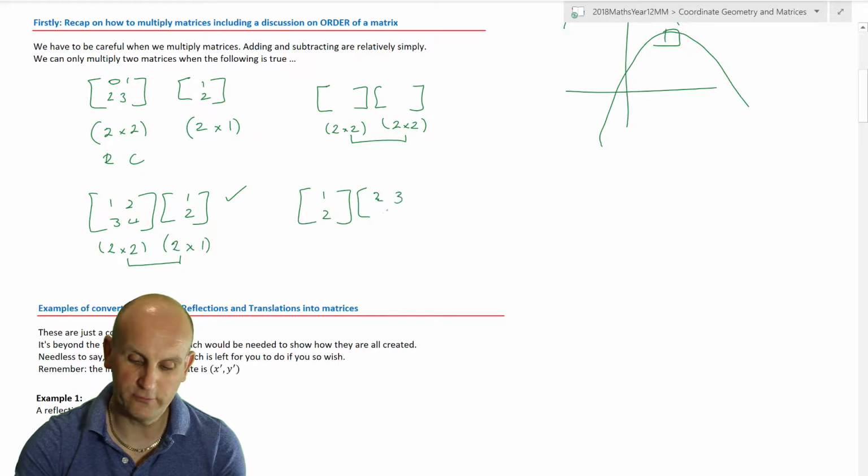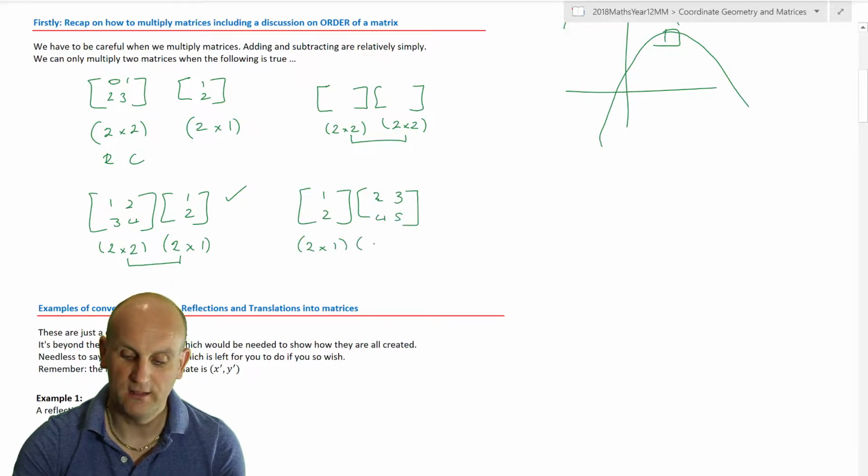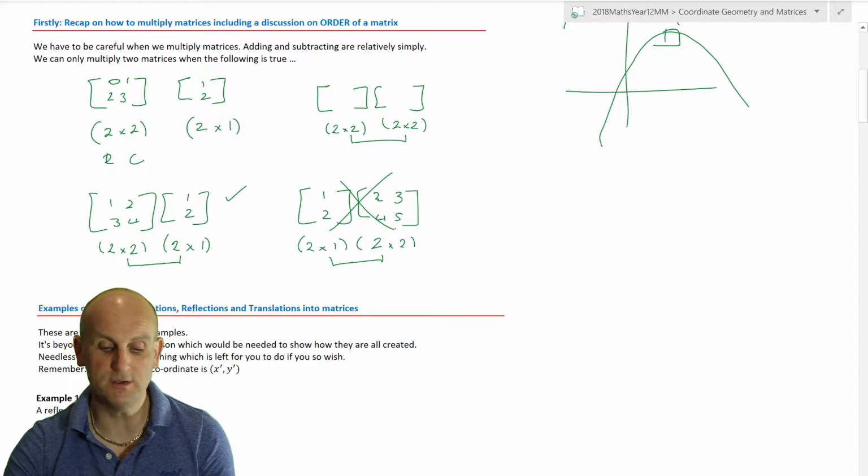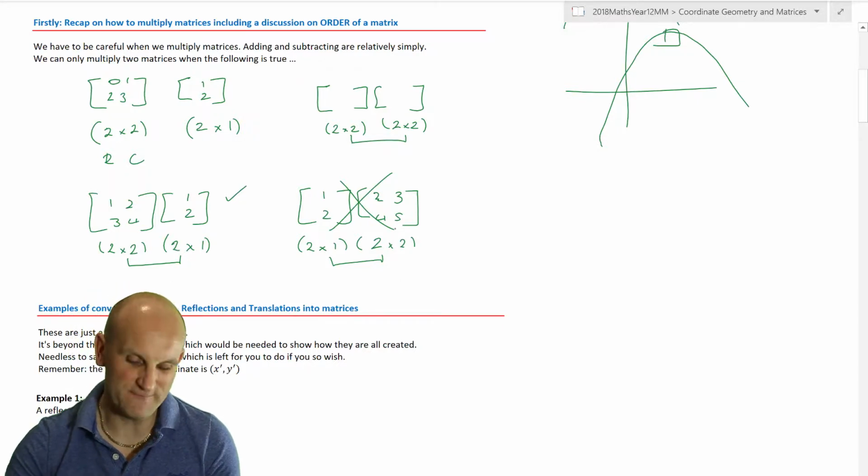and do 2, 3, 4, 5, mixing it up, this is a 2 by 1, this is a 2 by 2. Are they the same? No. So in that situation, they can't be multiplied together. Now, multiplying matrices is a bit funky.